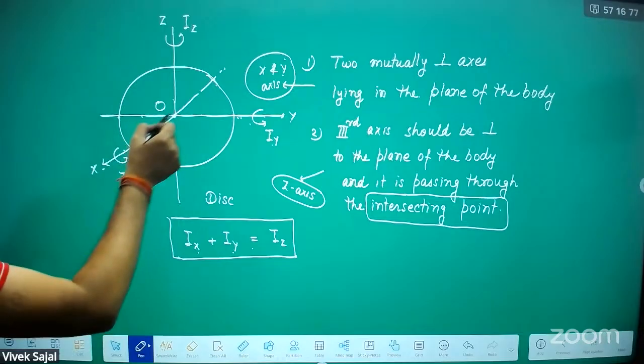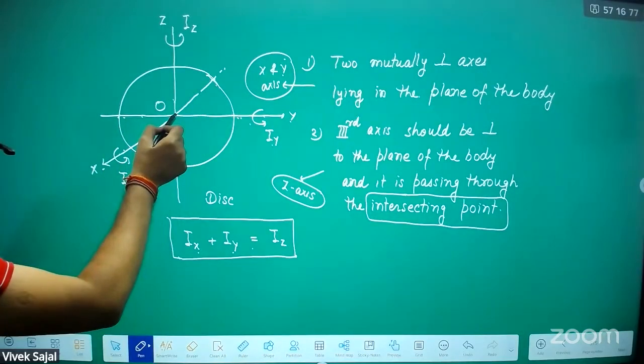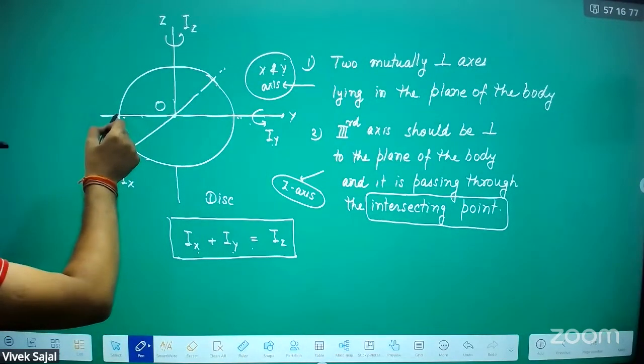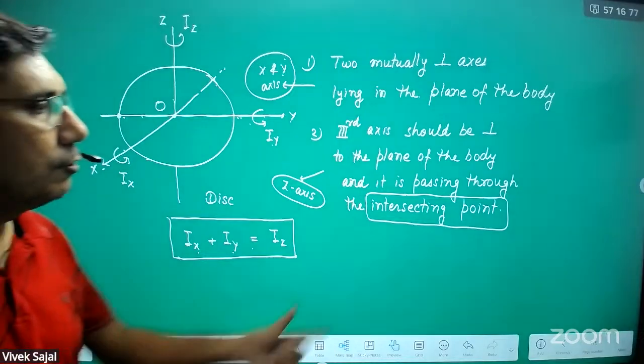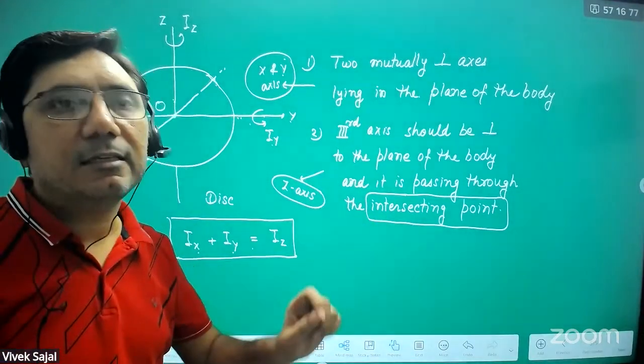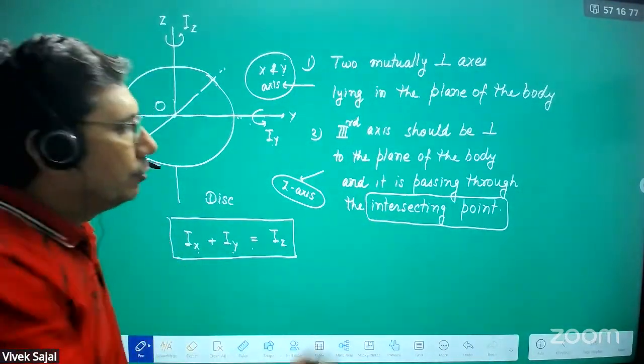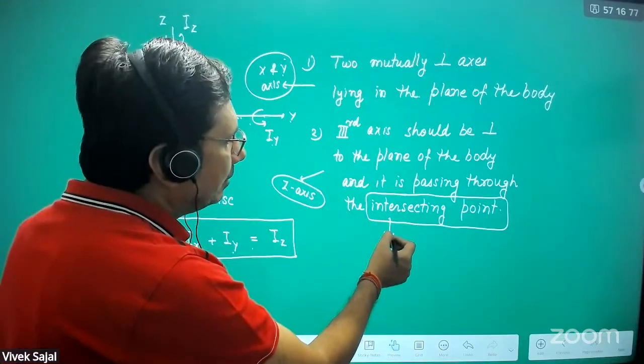So it's not necessary that I choose it here. This axis and they intersect, no, it can be here also. You can choose this intersecting point here also. Even then it is applicable. So the intersecting point is not necessarily the center of mass.